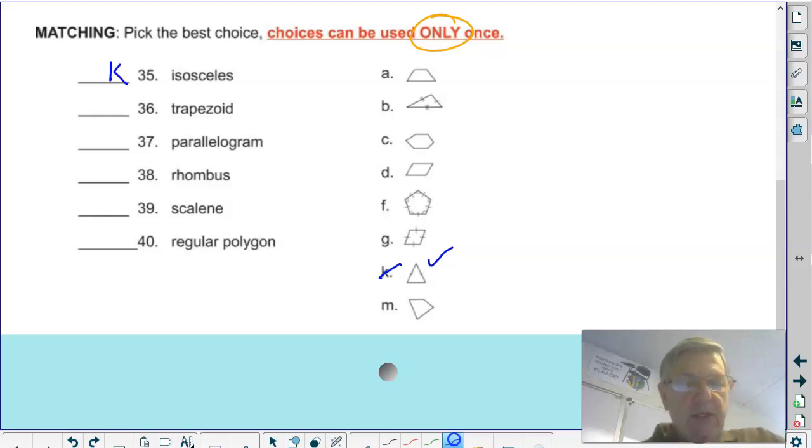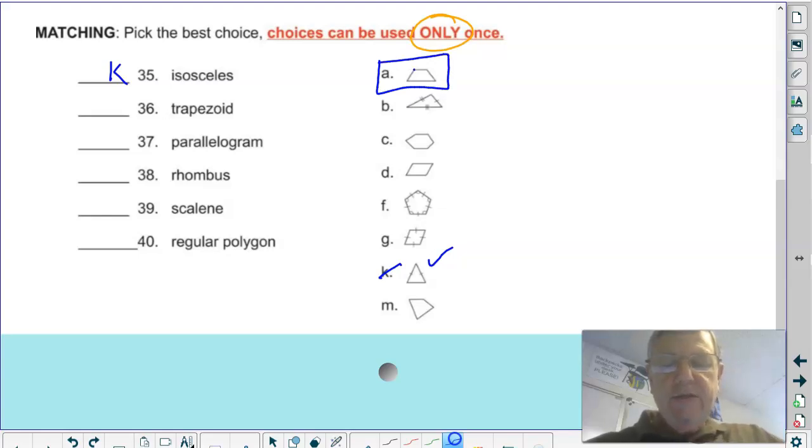Isosceles is K. Trapezoid, a quadrilateral, four-sided polygon with one pair of parallel sides, only one pair. So that knocks out a lot. There's one pair of parallel sides. See this side here, parallel to that side there. There's the trapezoid, the quadrilateral with one pair of parallel sides.